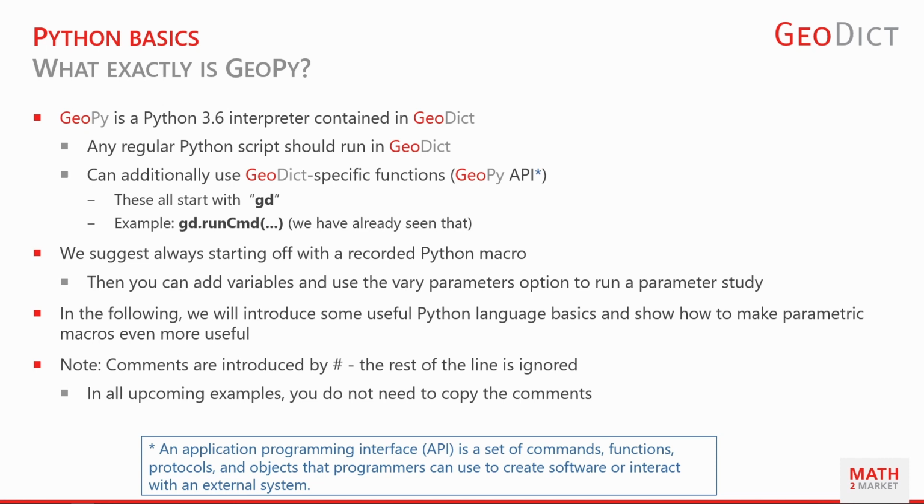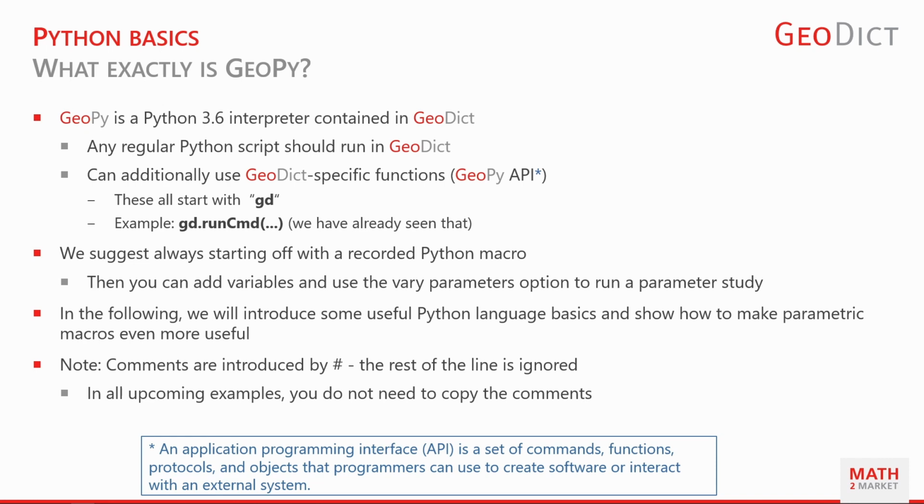GeoPy is an interpreter for Python 3.6, so that any regular Python script should run in GeoDict. However, GeoPy gives access to GeoDict-specific functions. They are called the GeoPy Application Program Interface, short API, and an API is a set of commands, functions, protocols, and objects that programmers can use to create software or interact with an external system. The GeoDict API commands all can be recognized by the prefix GD.